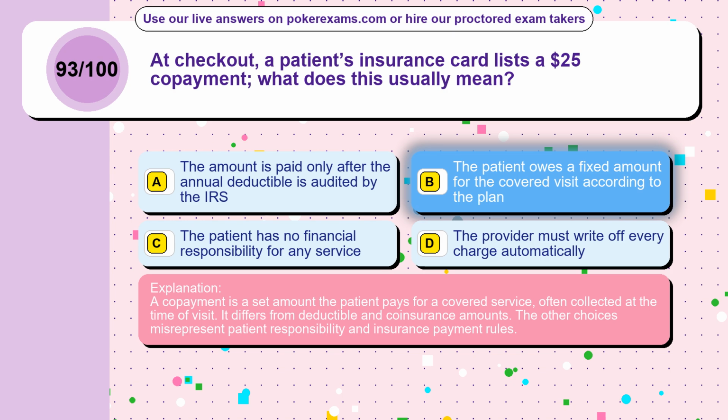It differs from deductible and coinsurance amounts. The other choices misrepresent patient responsibility and insurance payment rules.